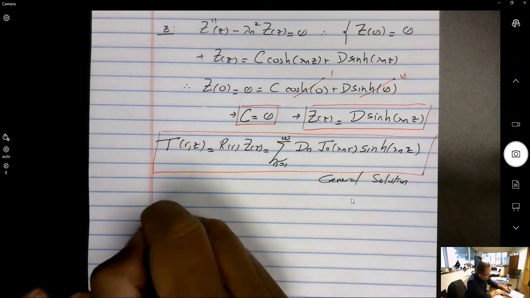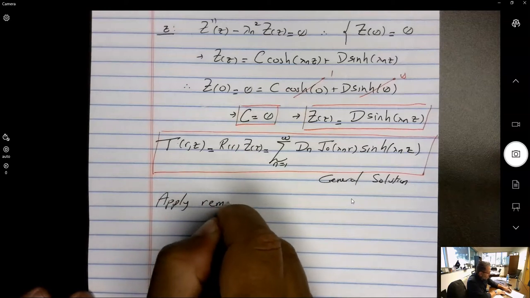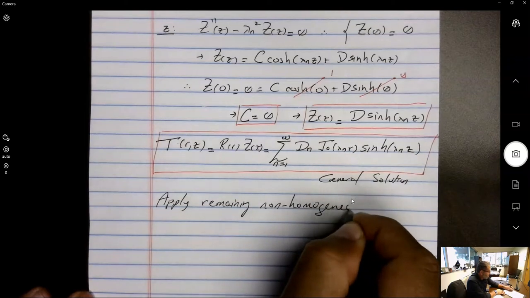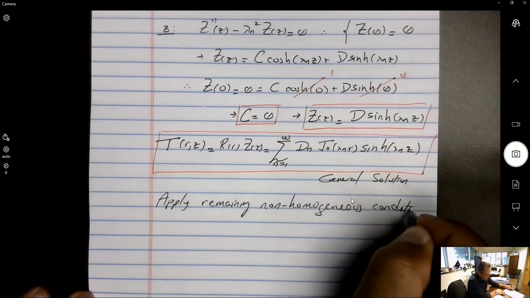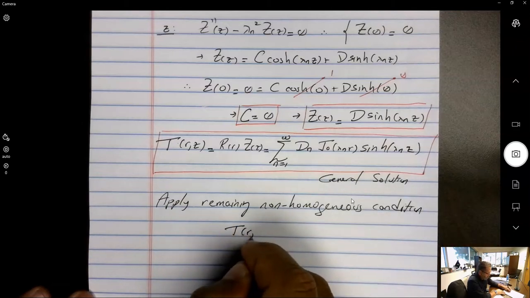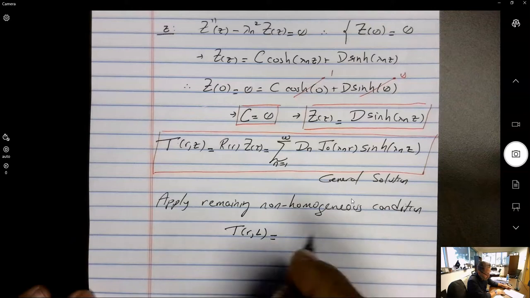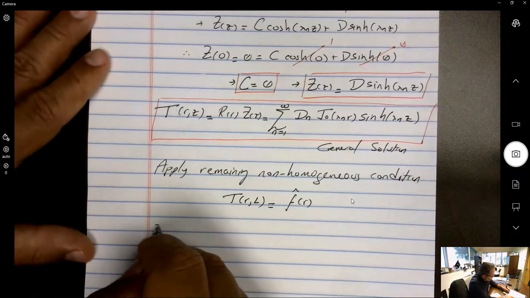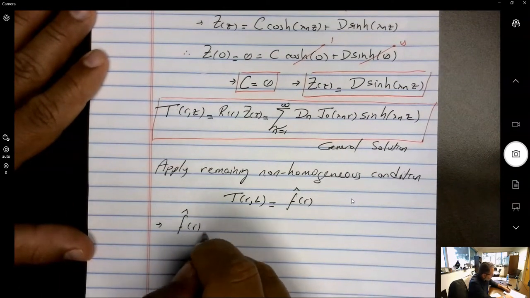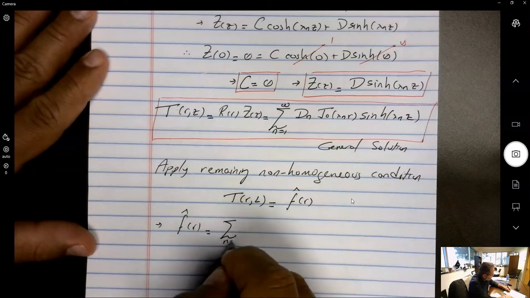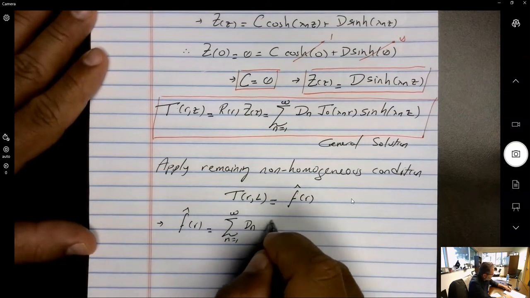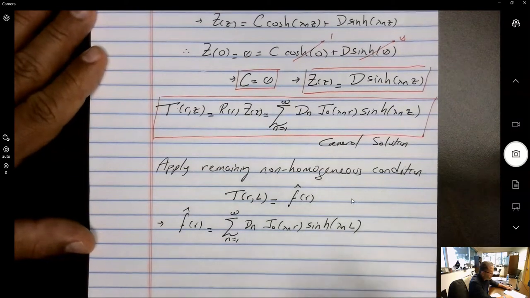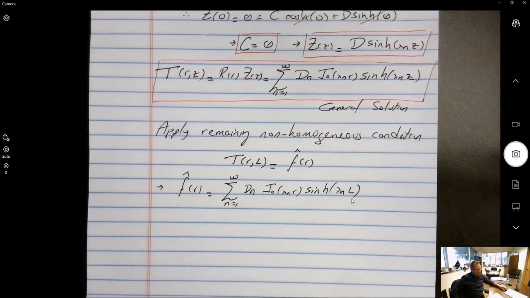So what we do next is apply the remaining non-homogeneous condition, the one that says that at z equal L, on the top of the cylinder, we have a boundary condition that says f of r. So basically, we plug this into the left-hand side. f of r should be equal to the summation from n equal 1 to infinity of d_n J0 of lambda n r times the sine hyperbolic of lambda n L. At z equal L, this is what we have for the boundary condition.